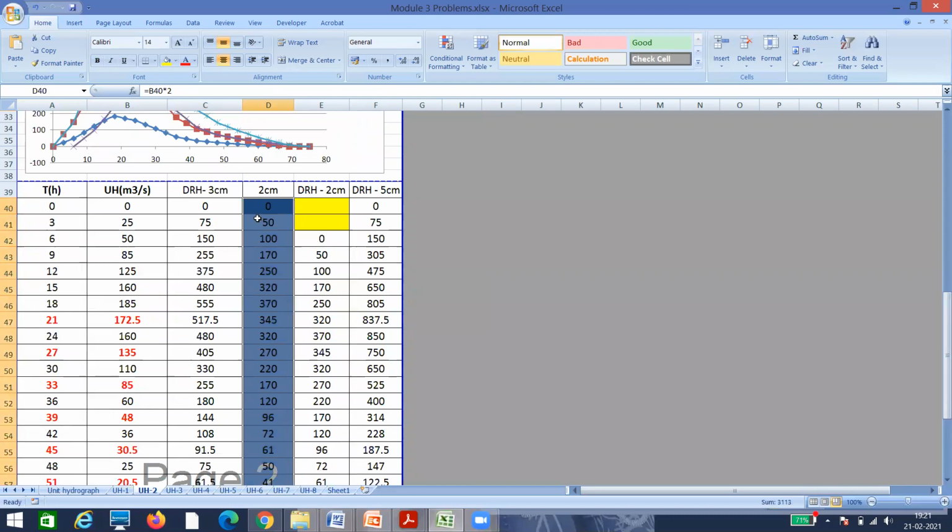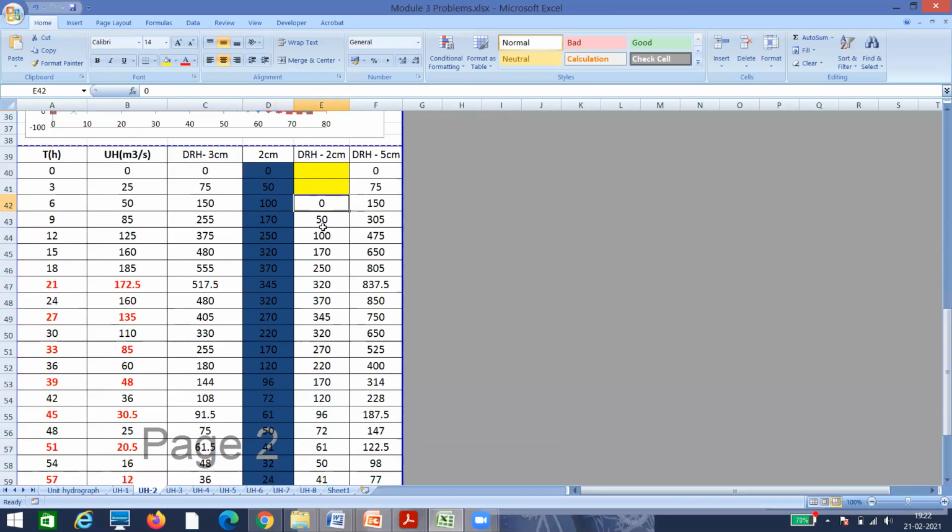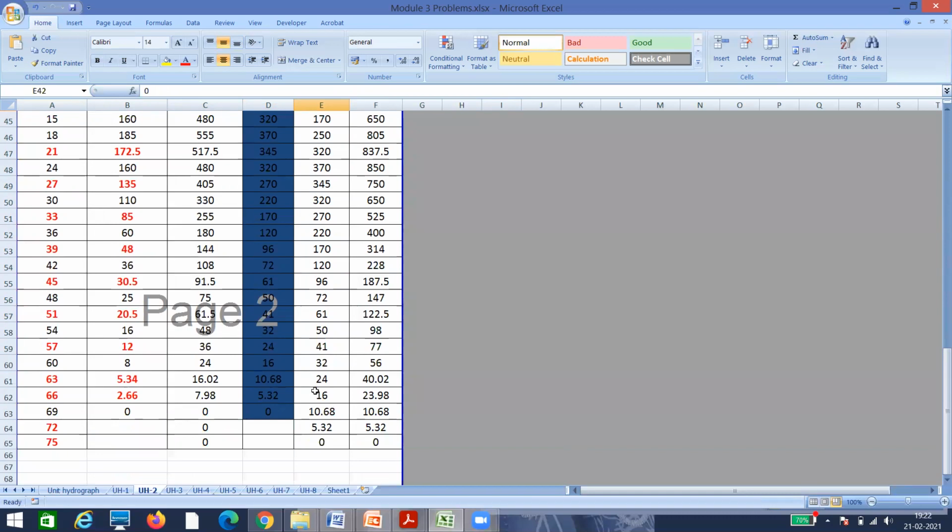Now remember that this 2 centimeter is happening after 6 hours. So the first 6 hours is for 3 centimeter of rainfall. It is starting after 6 hours. So what I'll be doing, I'll be lagging this by 6 hours. So this 0, I'll be starting at 6. It is not starting from 0, it is starting from 6 hours. So I'll lag it here and fill in the values.